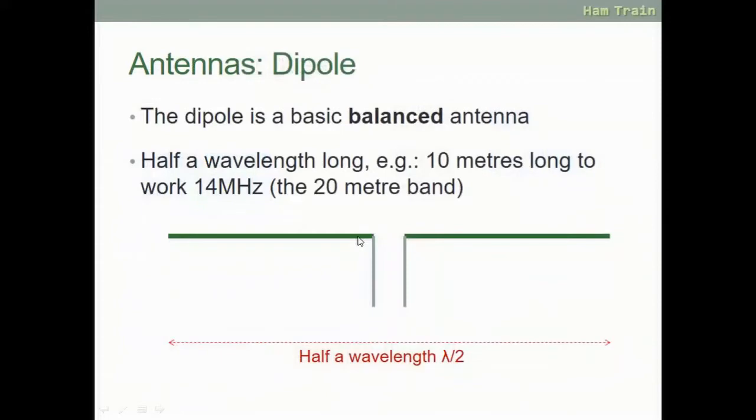So a standard dipole. This is a picture of a half-wave dipole. Your feeder point is here. That's where you attach your coax to, and then you will have one element sticking out each side, and the total length of the antenna will be half of a wavelength. So if your antenna is 10 meters long, you can work on the 14 megahertz band, or the 20 meter band. Obviously the 10 meters is half of 20 meters. And this is a balanced antenna.